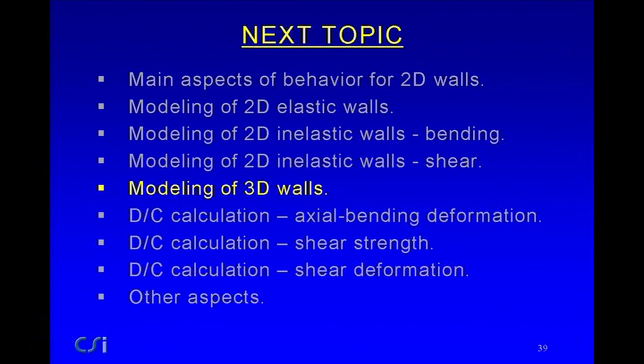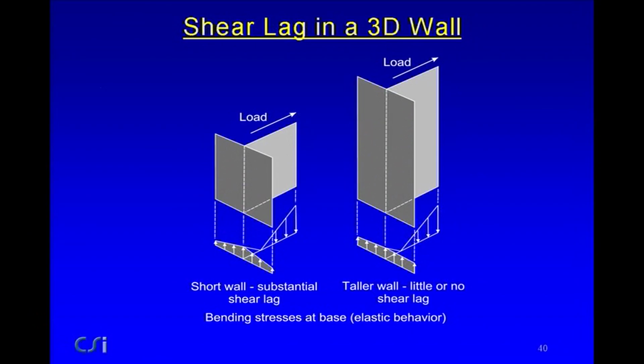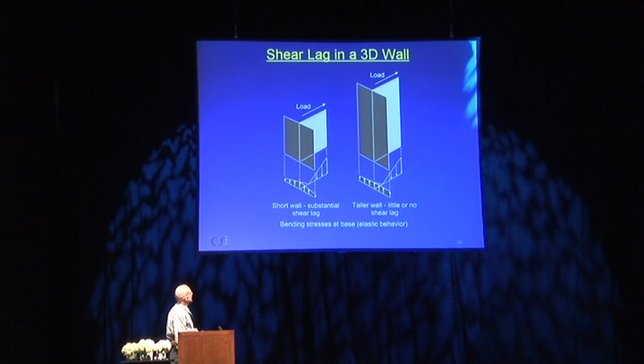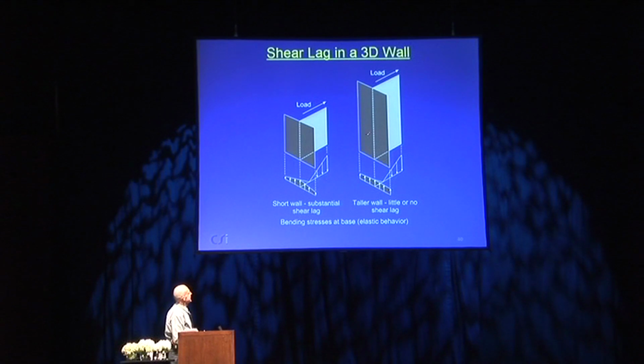Let's move on now and look at three-dimensional walls. Here we get into the shear lag effect. And what we're looking at here is a couple of three-dimensional walls, T-section walls. And these are both elastic. If the wall is short, you get substantial shear lag effect, as the vertical stress out here at the edge of the flange is substantially smaller than it is where it connects to the web. As you get taller, this becomes more uniform. You get little or no shear lag. And these are the bending stresses at the base, assuming elastic behavior.